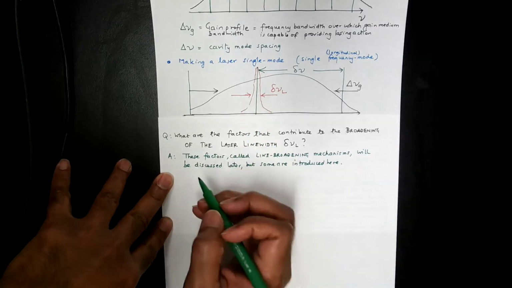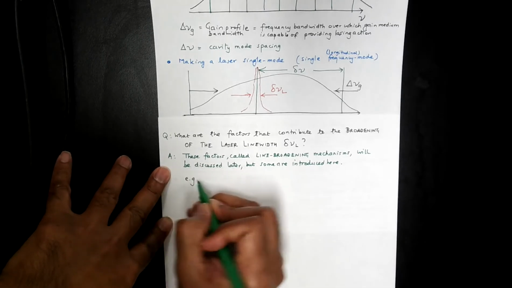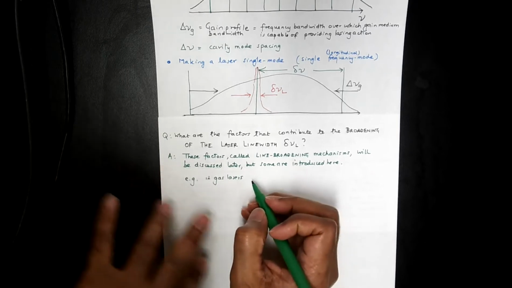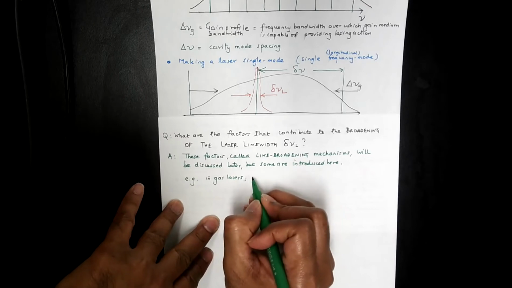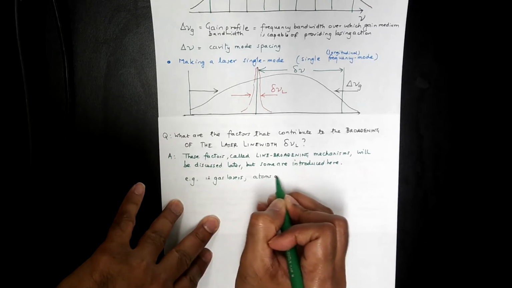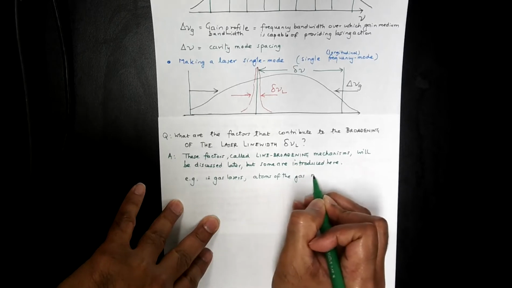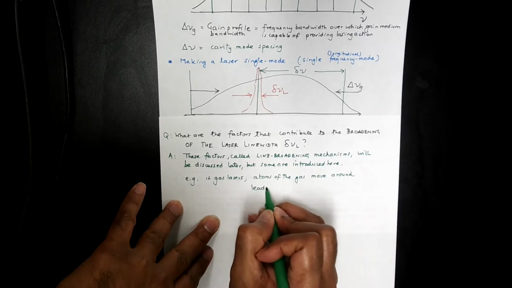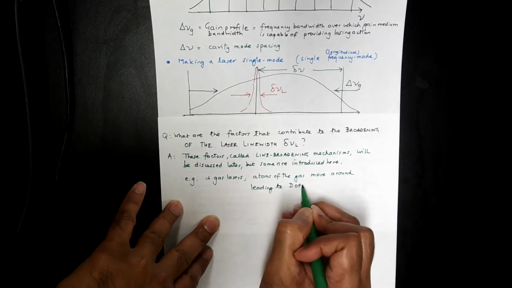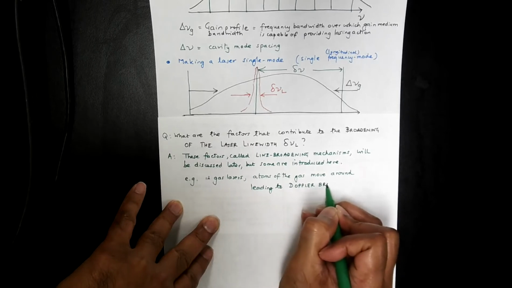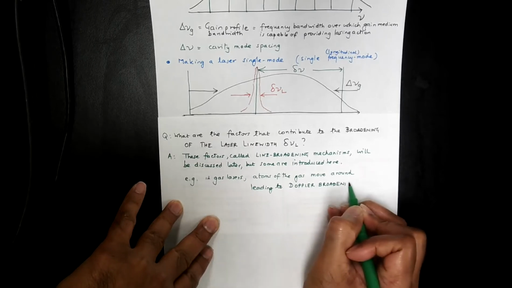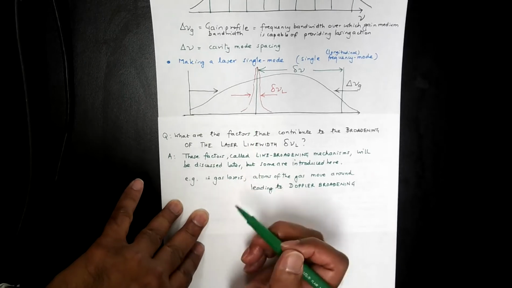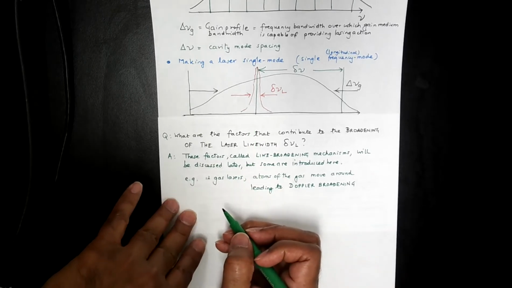But the more interesting ones, so for example, in gas lasers, the atoms of the gas move around, and owing to that, there is Doppler broadening. Now, exactly how the Doppler broadening of the gas, quantitatively, transfers over to the line width of the laser, we will discuss that later. Okay, so there's Doppler broadening.